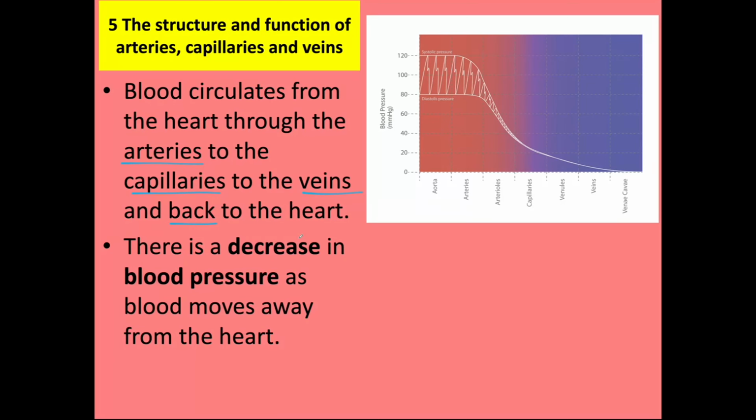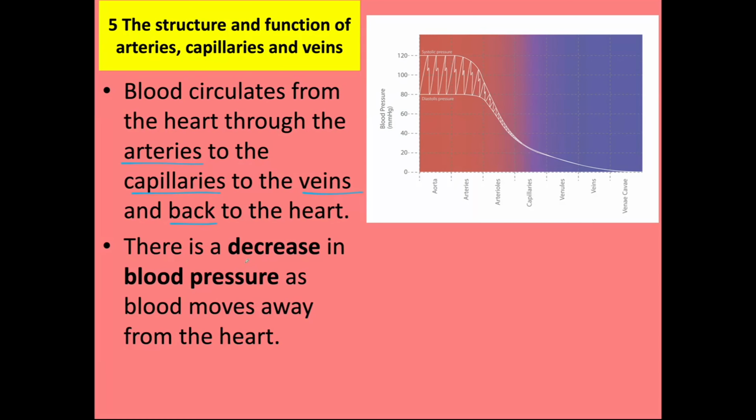And we know it's a double circulatory system, which means it leaves via the aorta to go to the body. But then when it comes back into the heart, it leaves the second time via the pulmonary artery to go to the lungs. So it goes to a different location on that second loop as part of that double circulatory system.